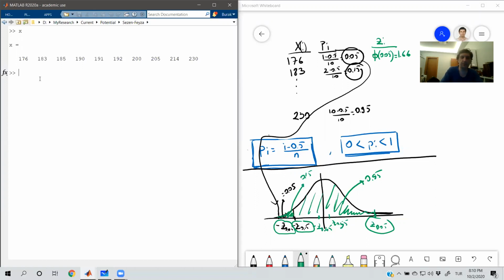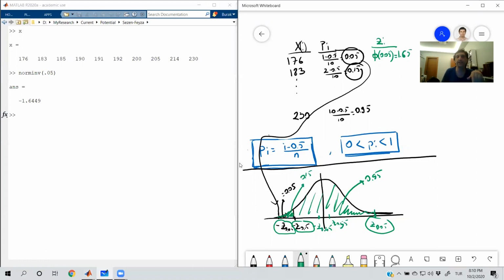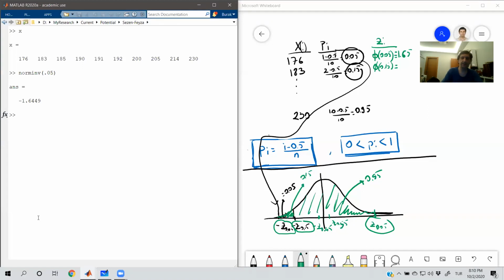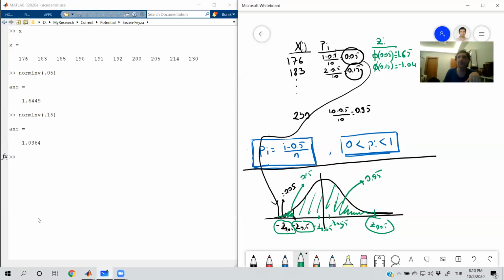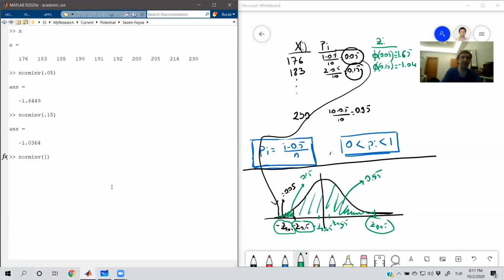It's very easy to find this on MATLAB using the normal inverse function. Given the cumulative distribution function value, you can find the corresponding value. Actually it's going to be 1.645, with of course a minus sign, which I forgot. And the second value, for 0.15, again using MATLAB, can be easily found: minus 1.04. So all these values can be directly found using these Pi values.